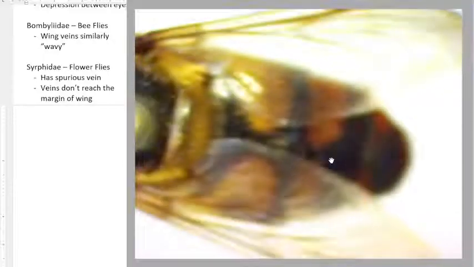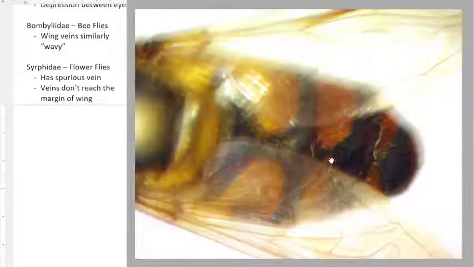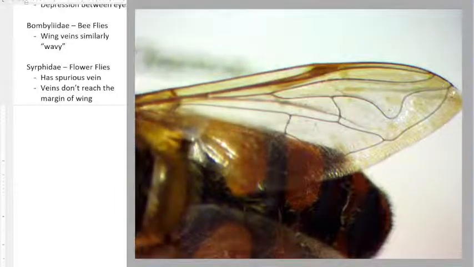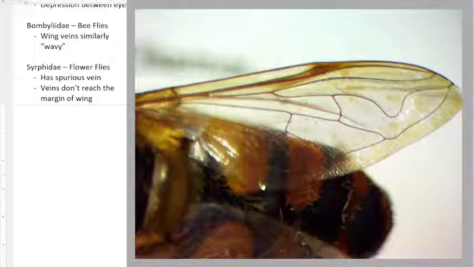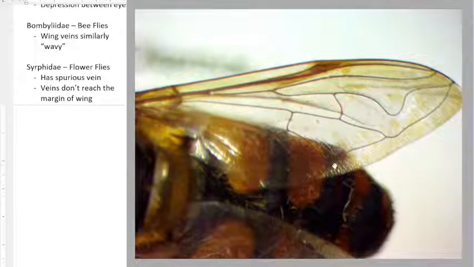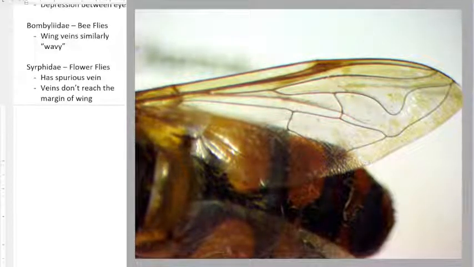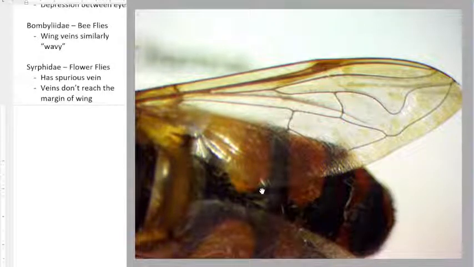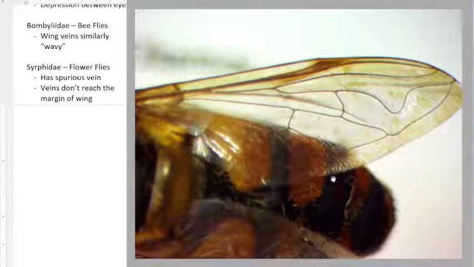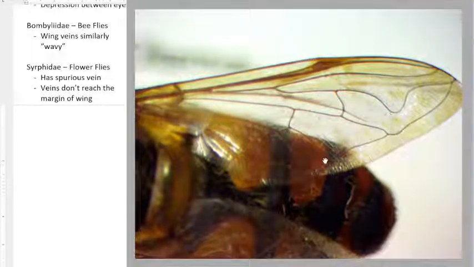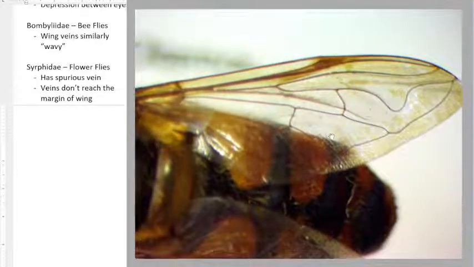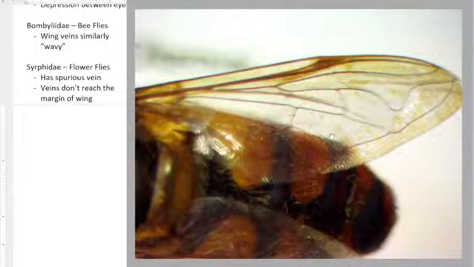Let's see if we can get the focus back. There we go. All right, so you'll notice this is what we call the margin of the wing. This is the edge of the wing, and none of these veins go all the way to the edge. They all stop. It's almost like there's a barrier between the edge of the wing and where the veins are even allowed to be. So that is the characteristic for flower flies or syrphids, along with the spurious vein. I mentioned it, and I said we would see it, so let's check it out.